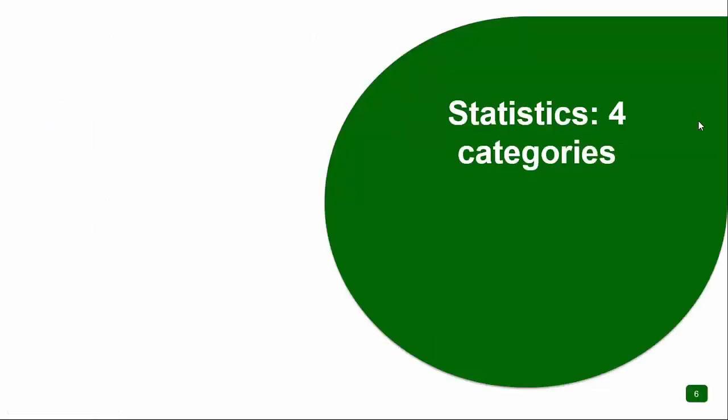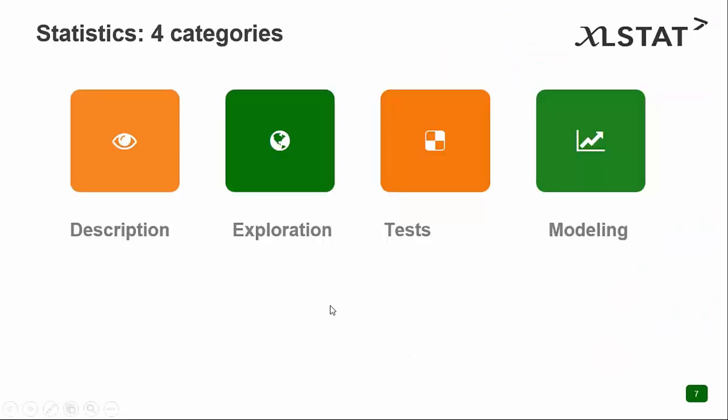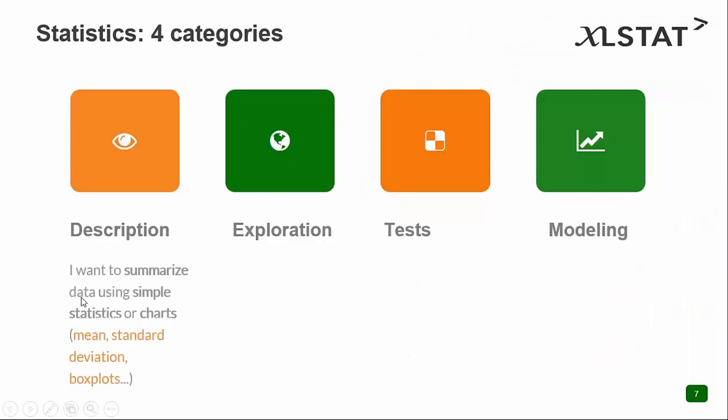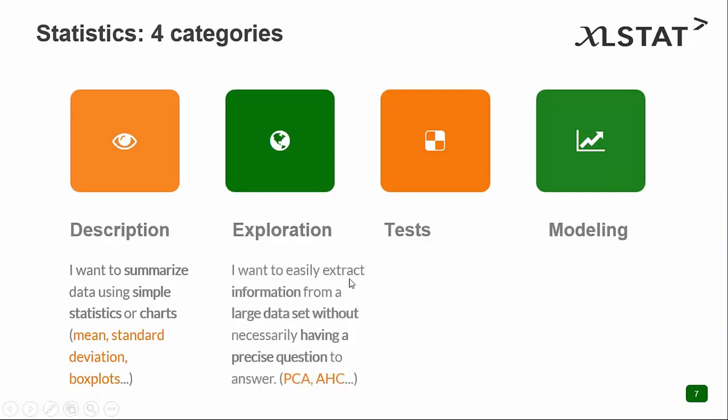Now, how can we divide statistical tools into categories? So we have descriptive tools that help you summarize data using simple statistics or charts. We've already seen those during the previous webinar last week. So the mean, the standard deviation, the box plots, the scatter plots, and so on. Today we're going to explore this section, which is exploratory data analysis.